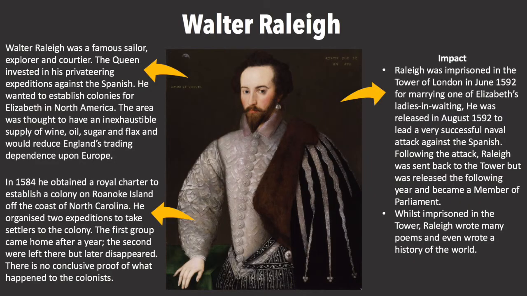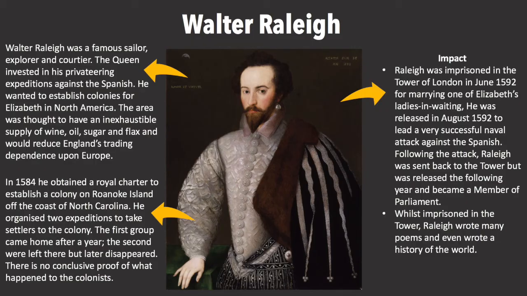Walter Raleigh was a famous sailor, explorer, and courtier. The Queen invested in his privateering expeditions against the Spanish. He wanted to establish colonies for Elizabeth in North America. The area was thought to have an inexhaustible supply of wine, oil, sugar, and flax, and would reduce England's trading dependence upon Europe. In 1584, he obtained a royal charter to establish a colony on Roanoke Island, off the coast of North Carolina.